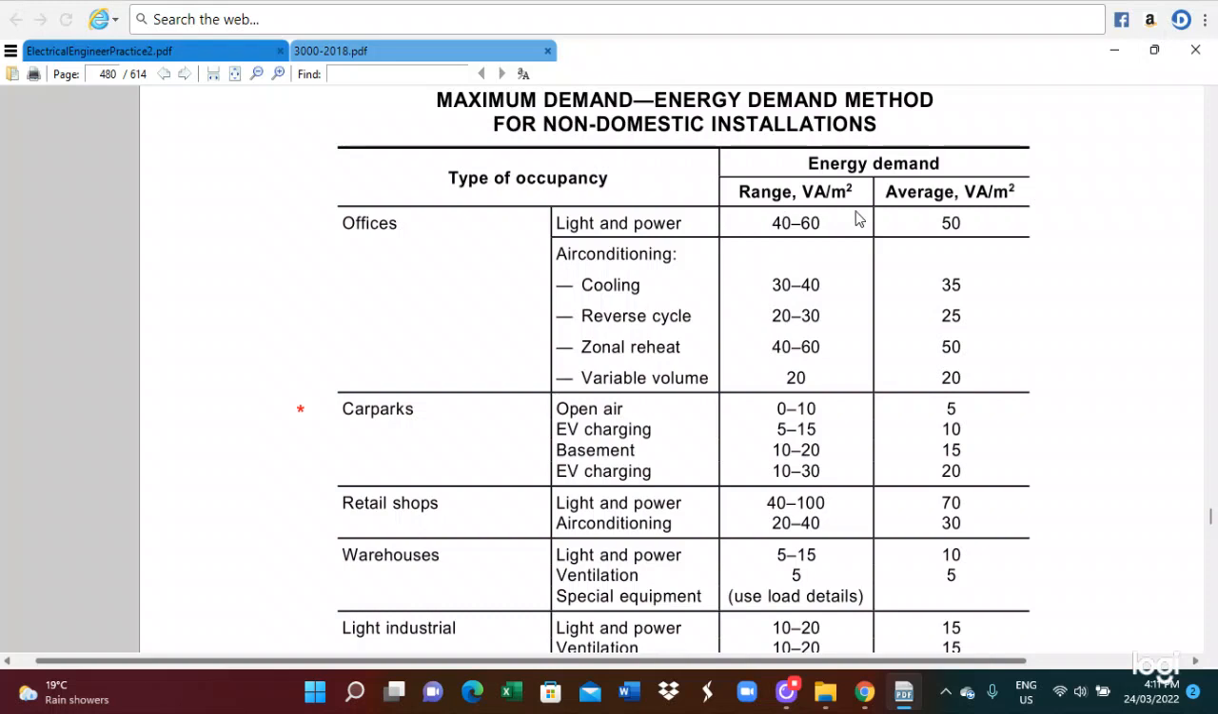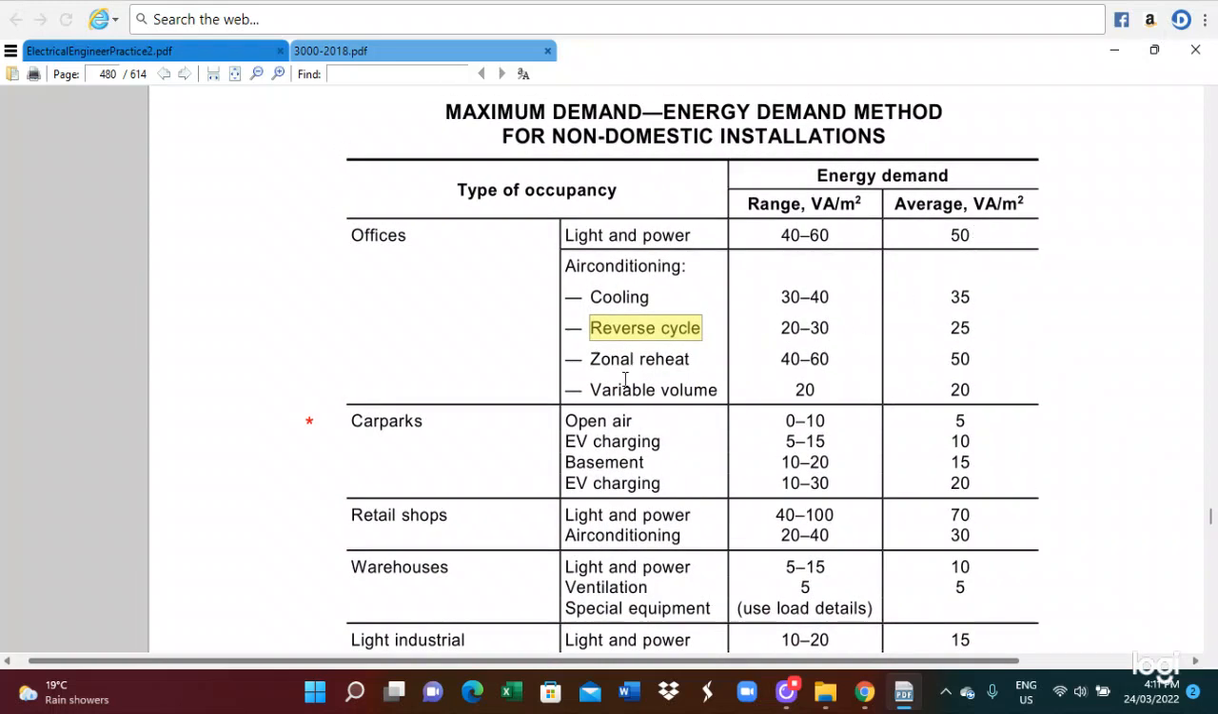Per meter square, and also the air conditioning. For the reverse cycle air conditioning, light and power is 50 volt per meter square. Office reverse cycle air conditioning is 25 volt per meter square. This is for the office.